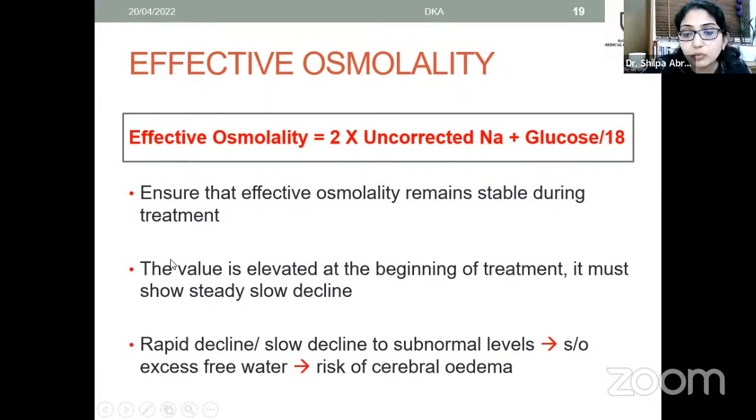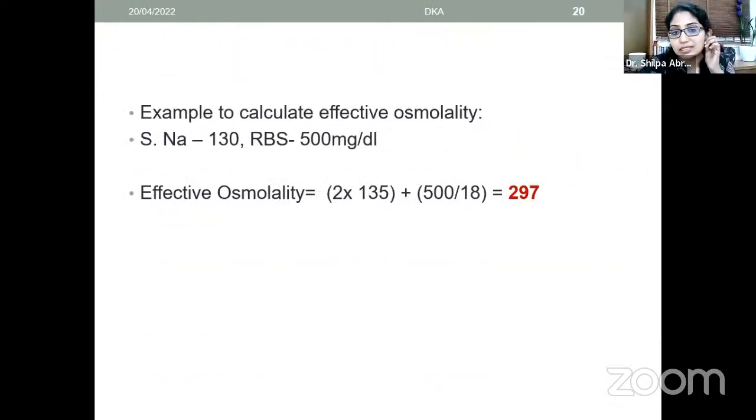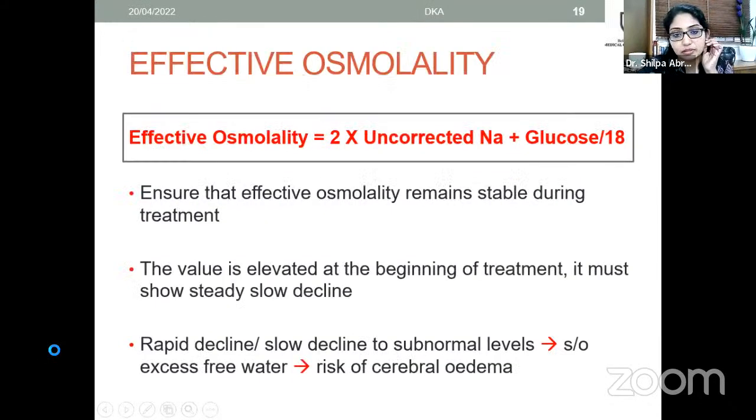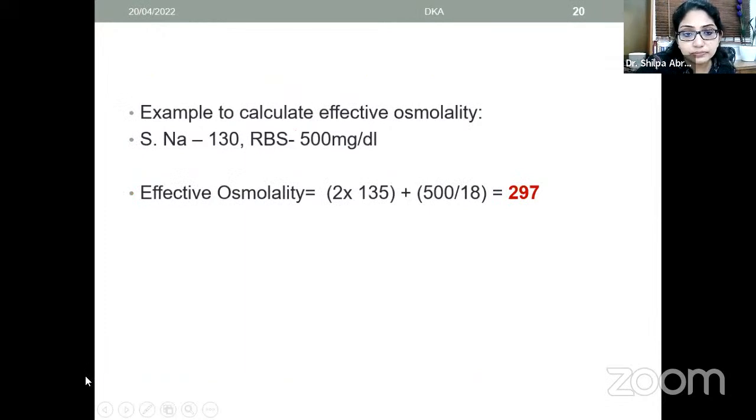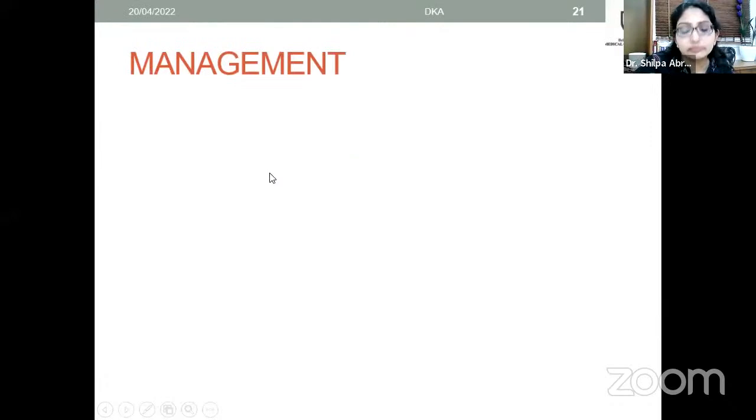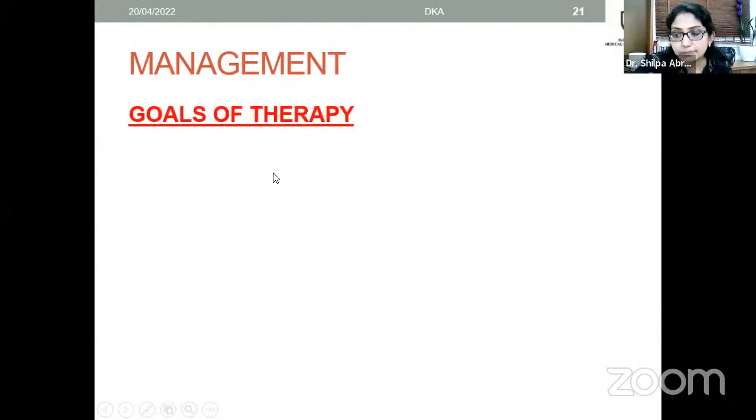So what is effective osmolality? Why do we have to monitor effective osmolality? How will we monitor effective osmolality? Here I've given uncorrected sodium and all, we'll come to that. Uncorrected sodium is the sodium value that you get in the lab. This is just an example of calculation of effective osmolality.